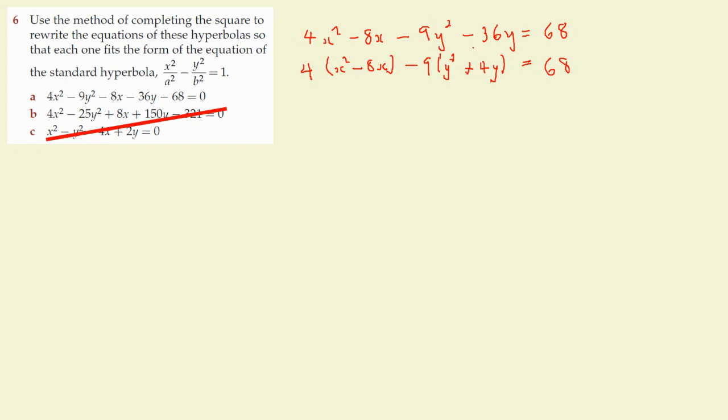Why should that be a plus? We have minus 36 lots of y on the line above. Well, minus 9 times the plus 4 will give me the minus 36. Okay, we're taking the minus 9 out really as the factor. The minus 9, and then we need to do that times 4 to get the minus 36. Just be careful. All right, if we complete the square, let's have a think then. We always half the coefficient of the x and then square, half the coefficient of the y and then square.